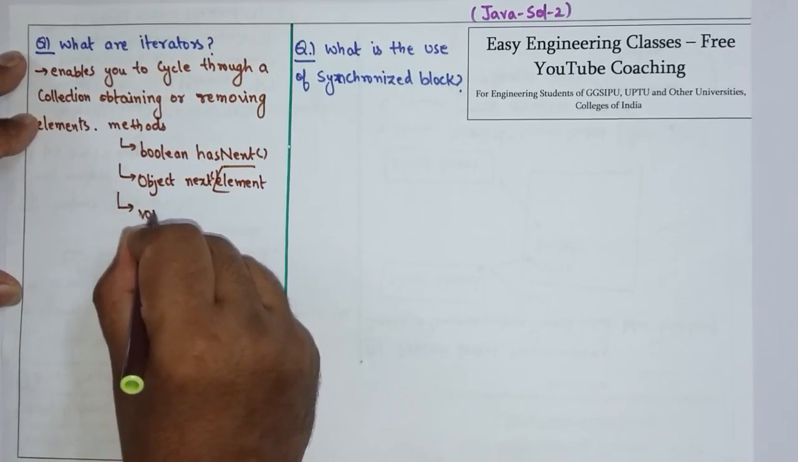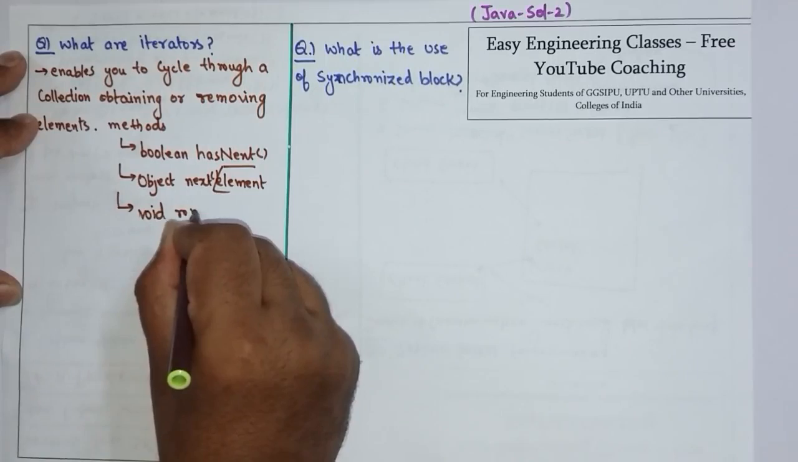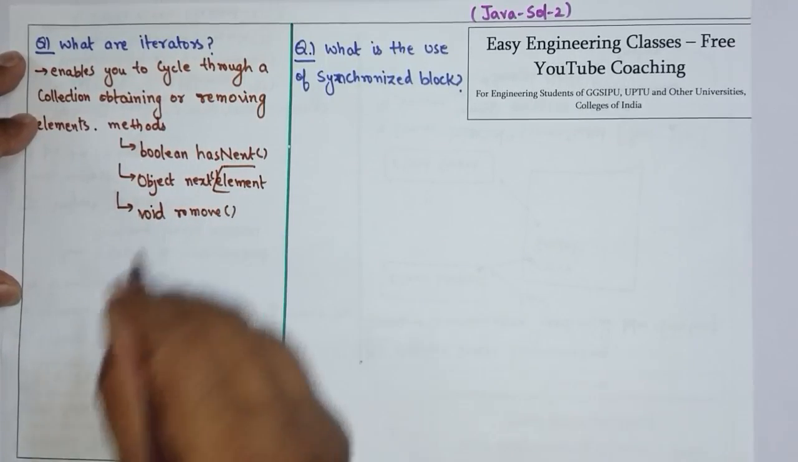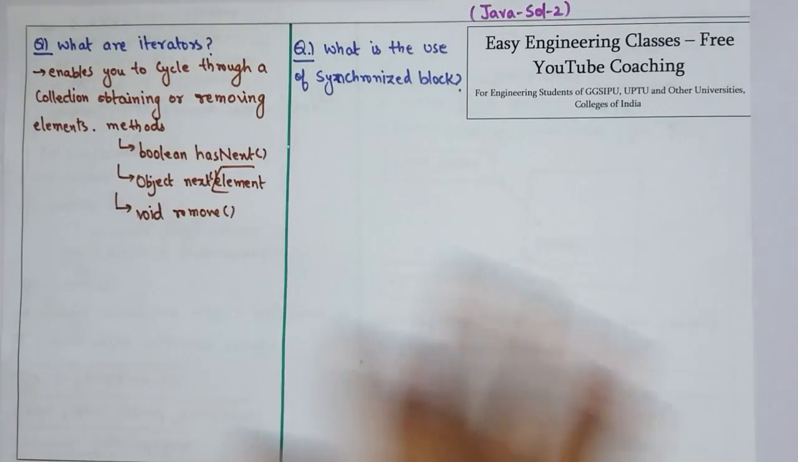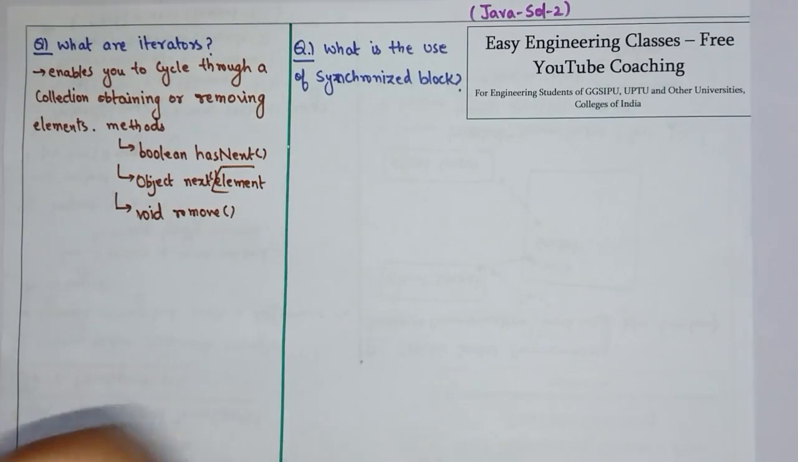Then we have void remove. Void remove removes the current element from the collection list. So this is the basic theory about iterators. Now we can also explain the concept of iterators with the help of a simple example.